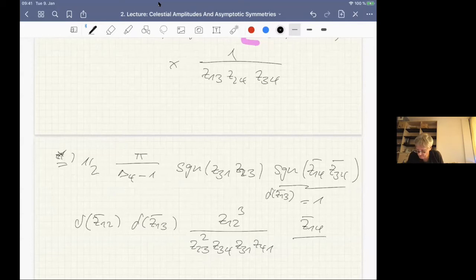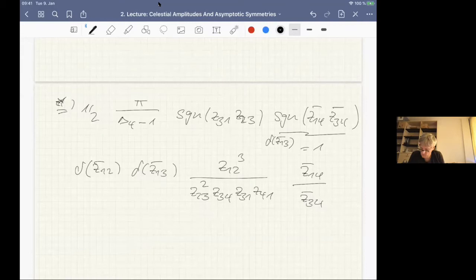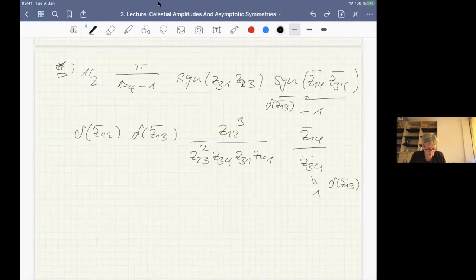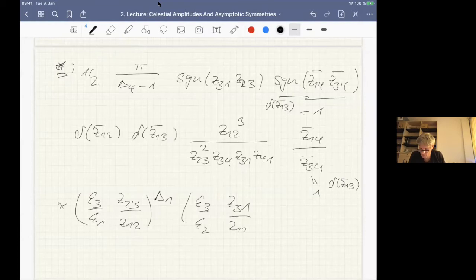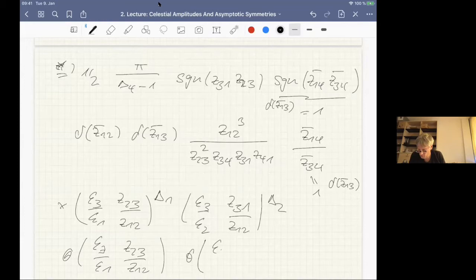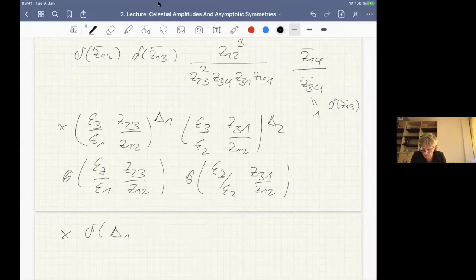Indeed, this factor is one because of delta 1 c bar, because of this delta function here. And yeah, so what else do we have? We have this epsilon. Now we have managed that these delta factors have only holomorphic dependencies. And then we have these delta functions. And eventually, we have this delta function. So this is now what we get for the soft limit.